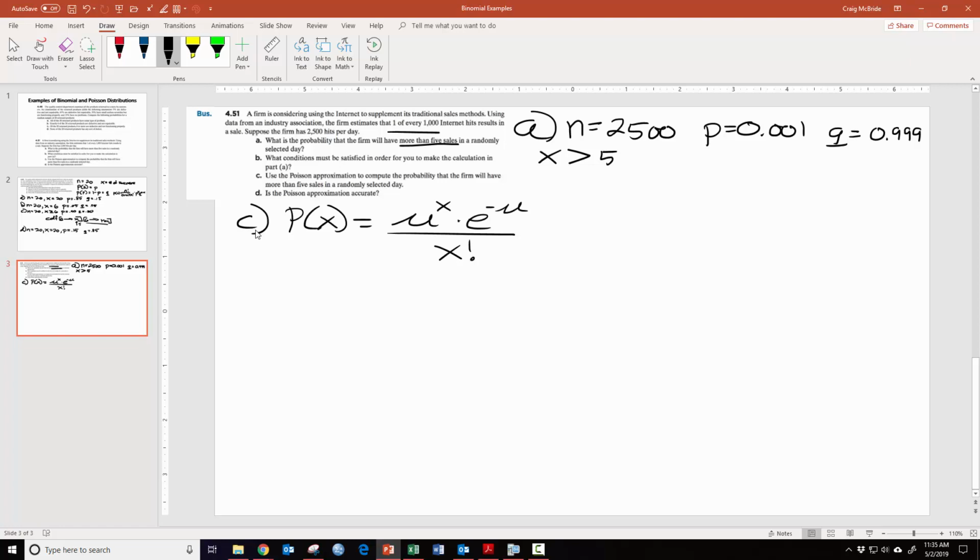Now, E is what we think of as E when we see it. It's the constant, right? That's the exponential number 2.71828, blah, blah, blah, goes on and on and on forever, right? It's in all your calculators and all that kind of stuff. Mu is the mean number of occurrences of the event over the interval. So it's basically the mean of this situation.